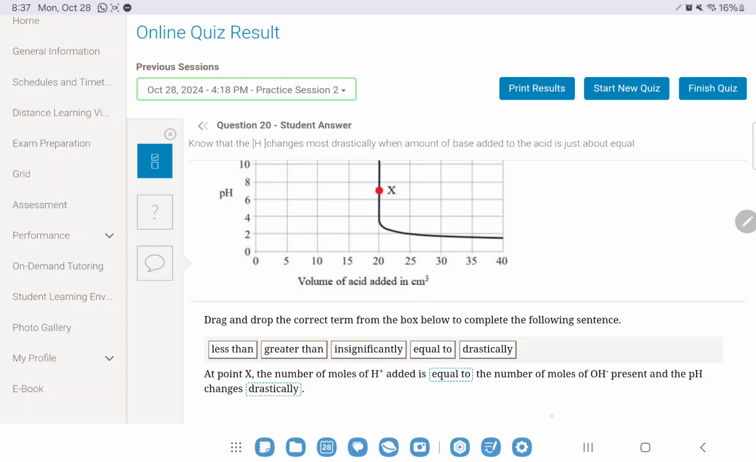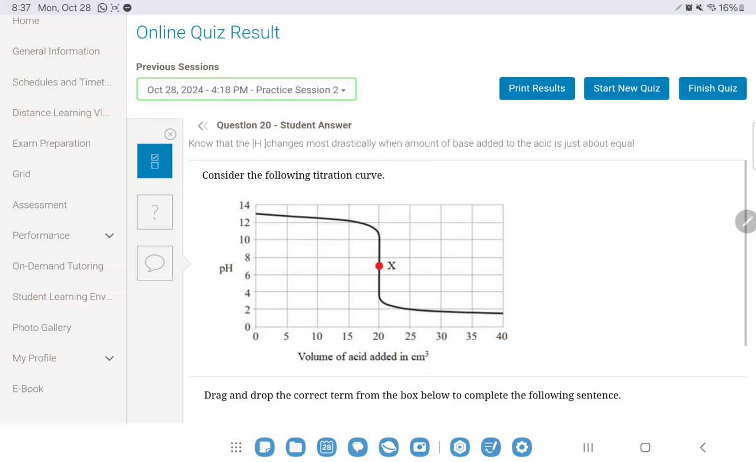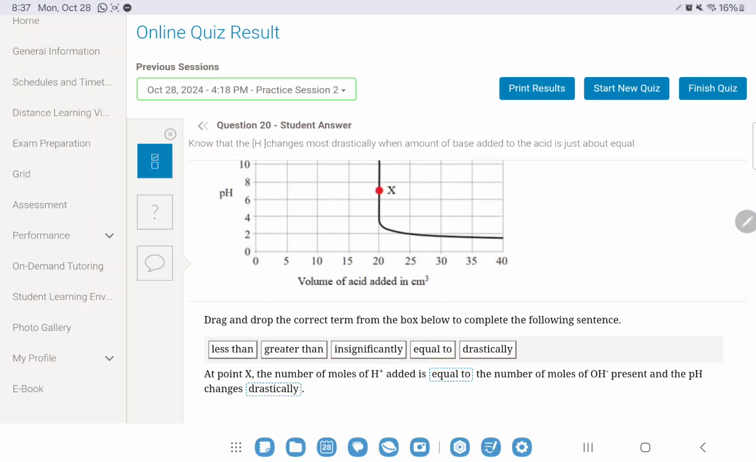So at point X, the number of moles of H plus added is equal to the number of moles of OH present, and the pH will change drastically.